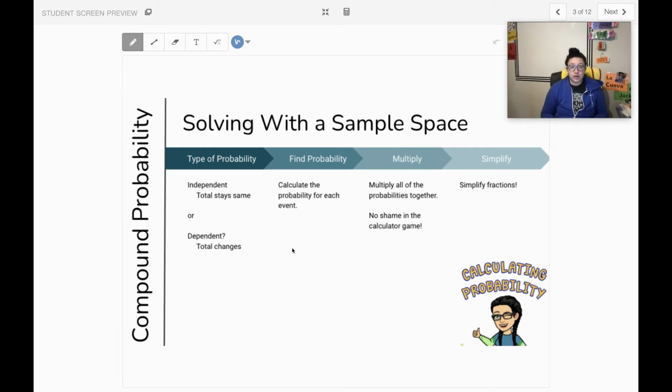So, solving compound probability with a sample space. Remember, the sample space is like a picture representation of whatever it is I'm trying to do. So for example, if I have a coin, my sample space would be that I can flip heads or tails. If I had a dice that I was rolling, all the numbers on a dice are 1, 2, 3, 4, 5, or 6.